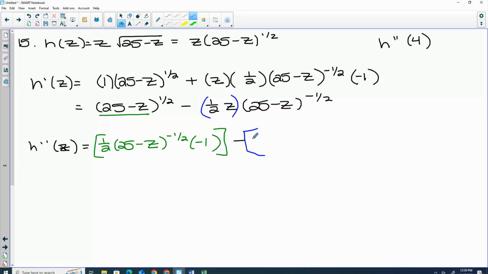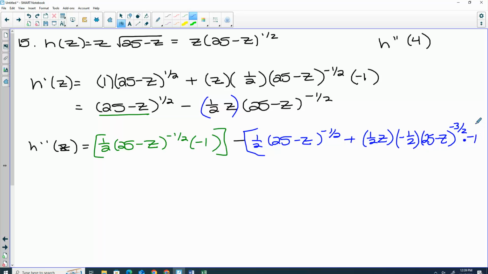So derivative of 1/2 z, or z over 2, is just 1/2 times 25 minus z to the negative 1/2, plus the first times the derivative of the second. So negative 1/2 comes down, inside stays the same. Subtract 1 from the power, so it's now negative 3/2, times derivative of the inside, which is negative 1.